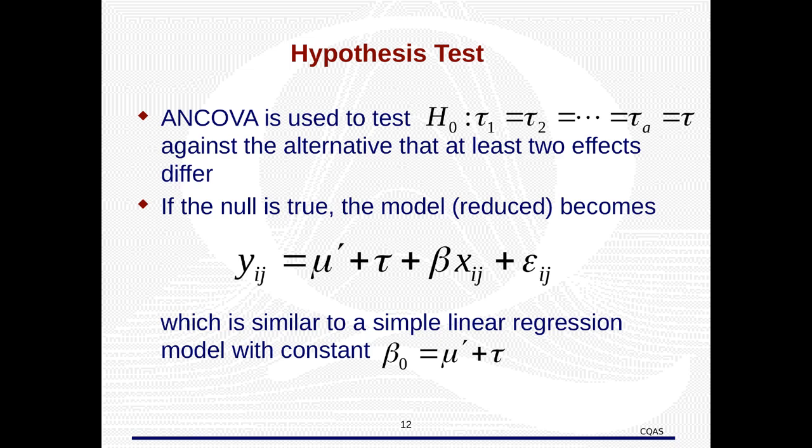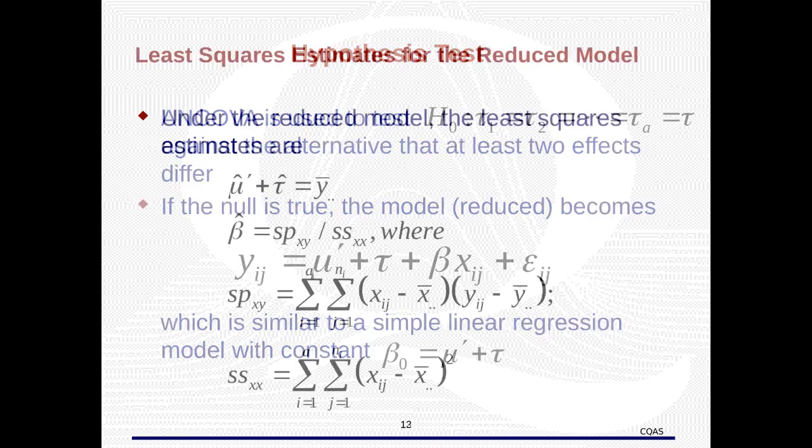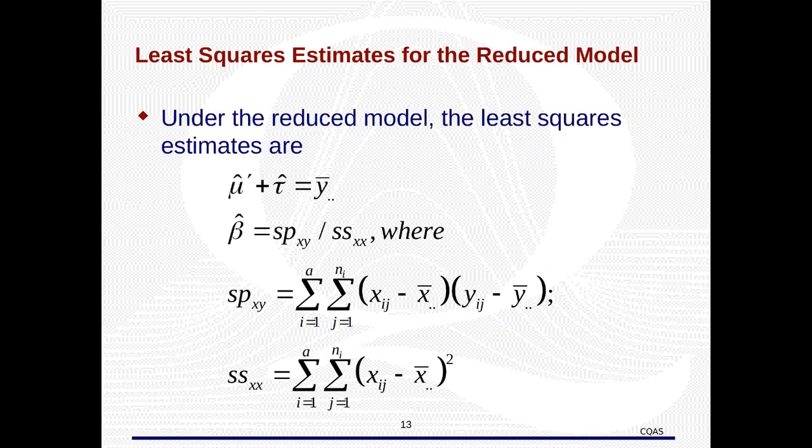In the next section, we'll derive the least squares estimates specifically for this reduced model. These estimates will become crucial for constructing our test statistic, as we'll compare the fit of the reduced model against the full ANCOVA model to determine whether the data provide sufficient evidence to reject the null hypothesis of equal treatment effects.